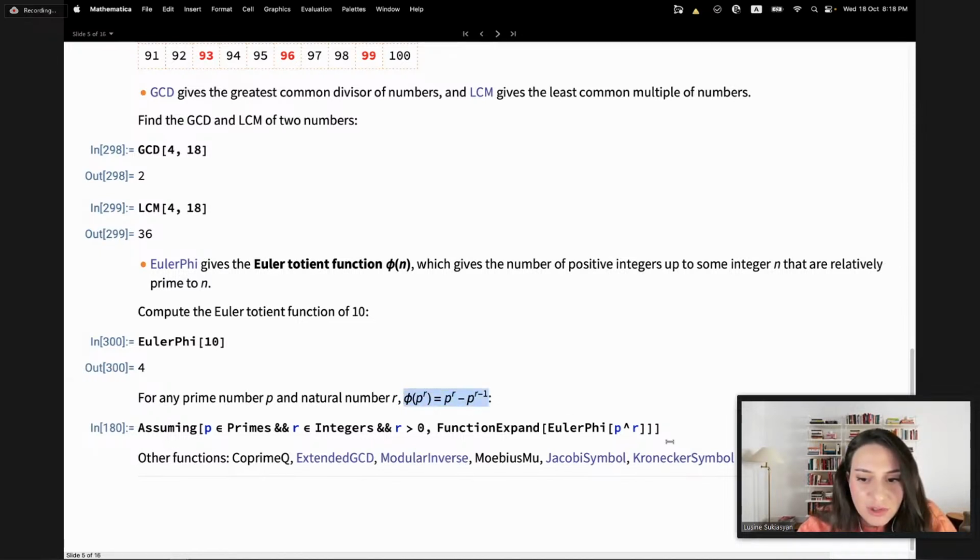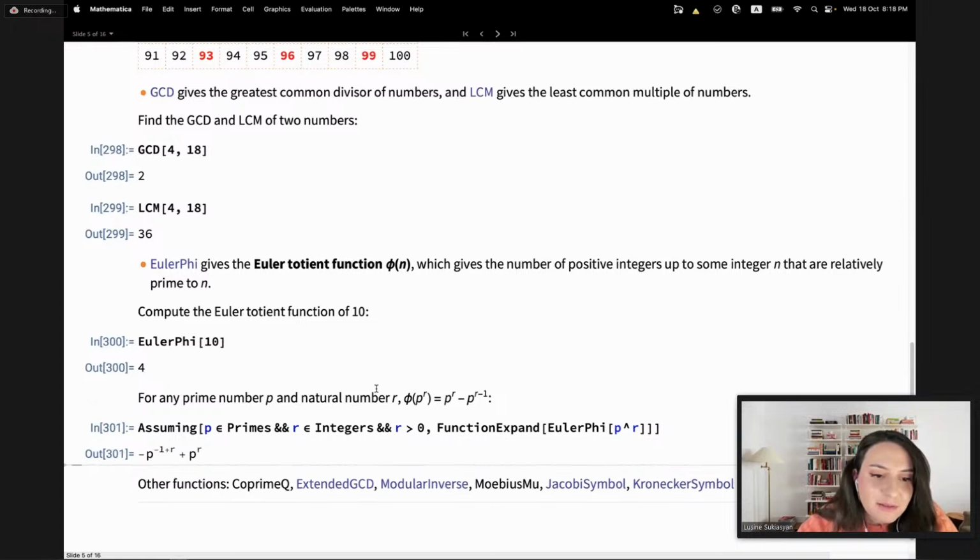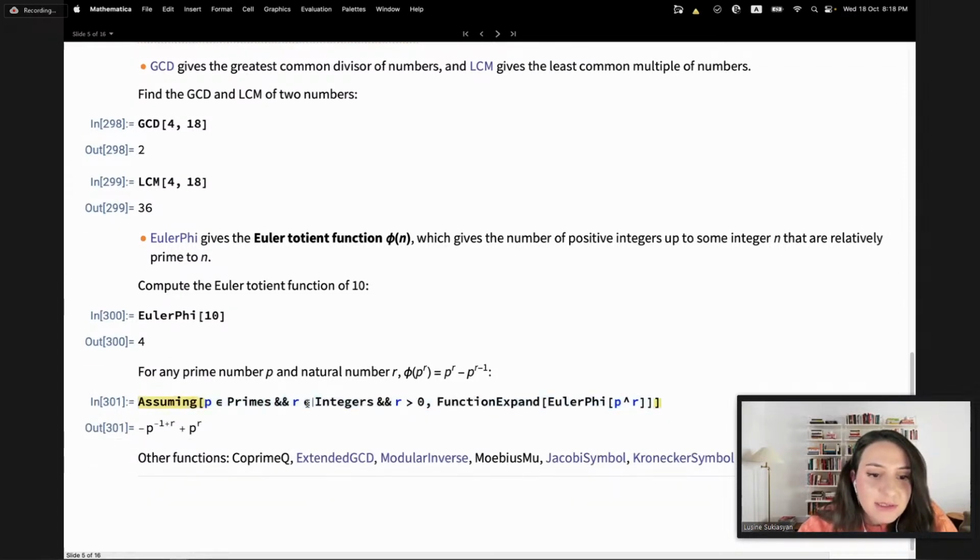Yes, you get this equation, and again, we can assume that p is a prime number, r is an integer, and r is a positive integer, and we can expand this function, and we get this nice formula. Again, this shows how strong Wolfram Language is in symbolic computations. And other functions in this category are ExtendedGCD, MoebiusMu, JacobiSymbol, and KroneckerSymbol.